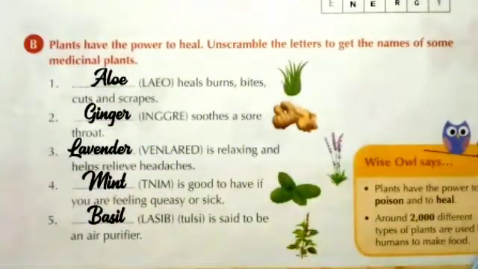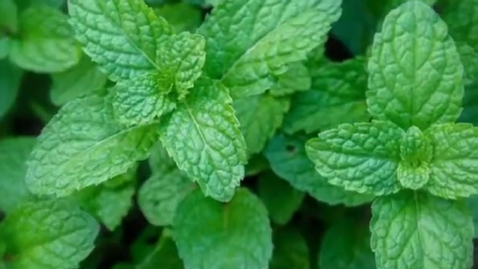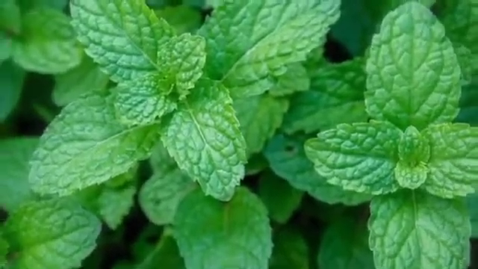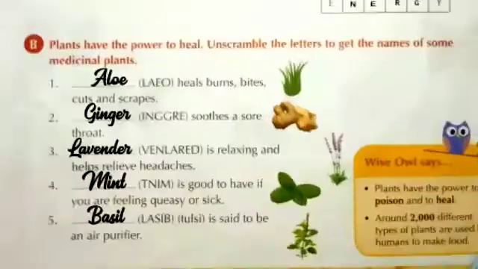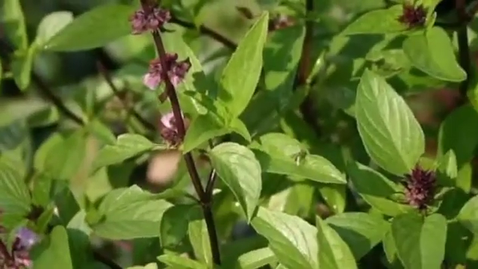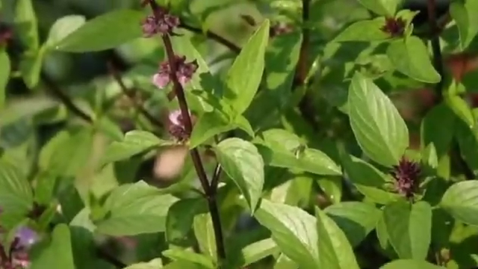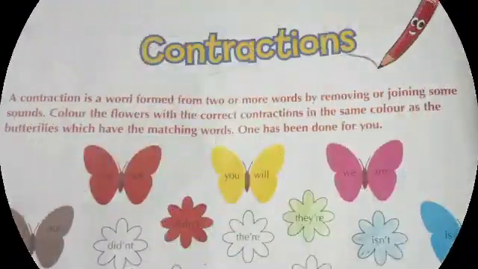Dash is good to have if you are feeling queasy or sick. The answer is mint. Number 5. Dash is said to be an air purifier. The answer is basil. Next, lesson 11, contractions.